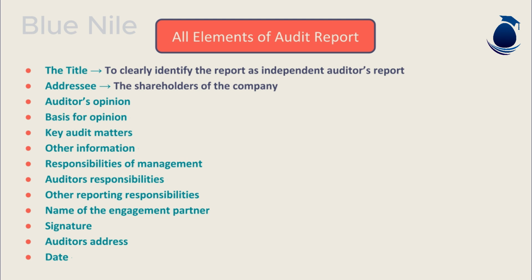The auditor's opinion is next. This is the paragraph that states the conclusion reached by the auditors after reviewing the financial statements and books and records. For an unmodified report, it is to state that the financial statements are true and fair.